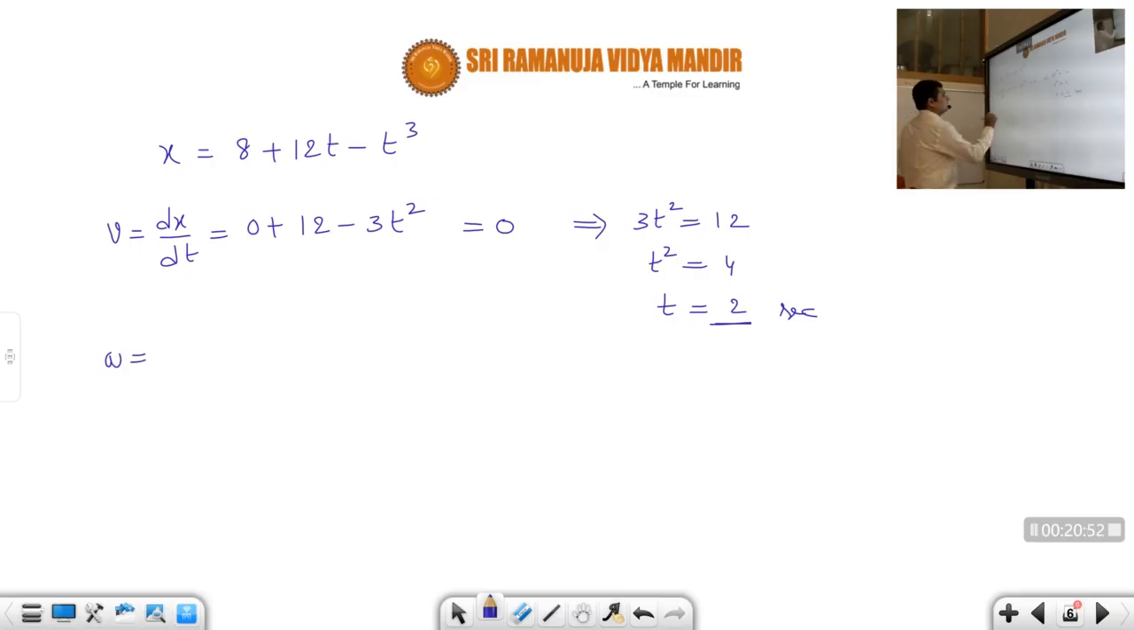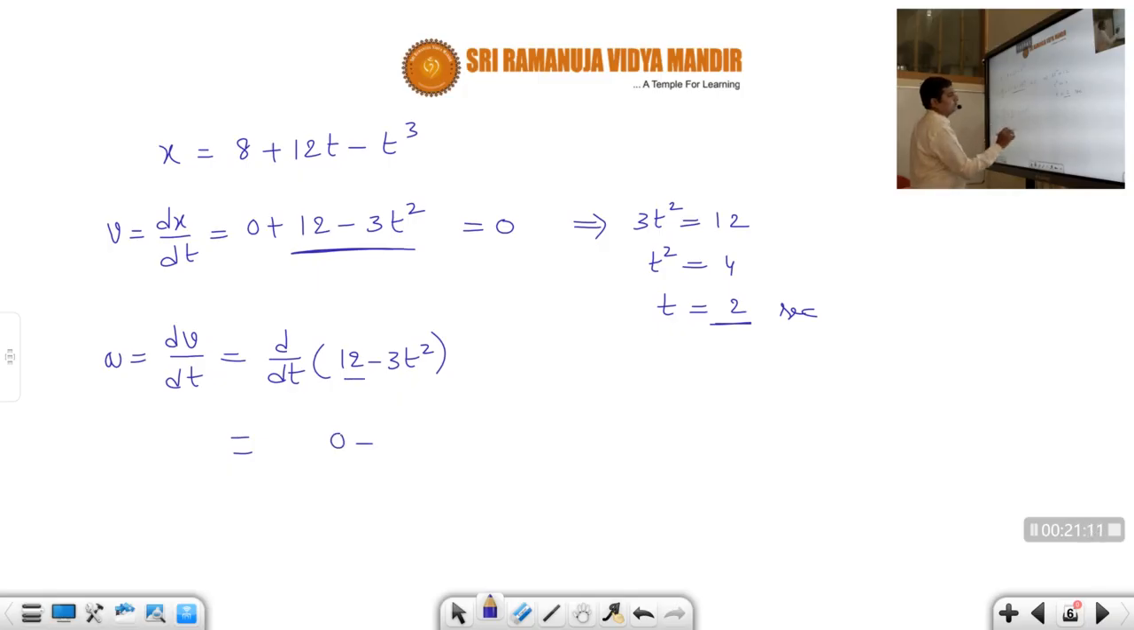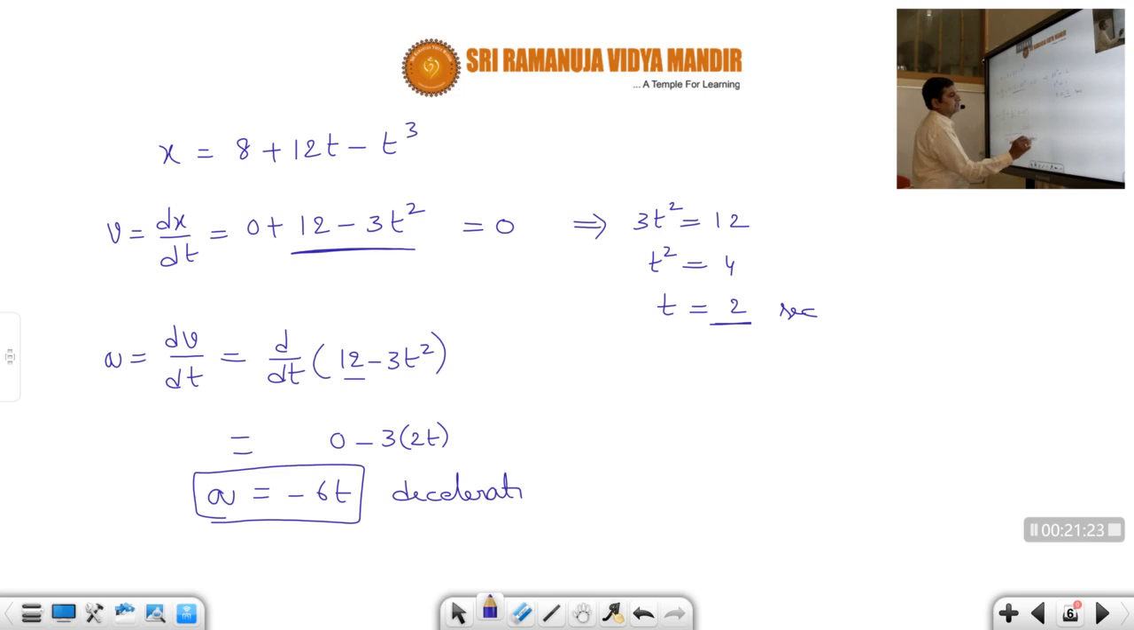So now they are asking retardation. Correct or not, students? So that means acceleration. So now let us first calculate the acceleration function, that is a is equal to dv by dt. That is equal to d by dt of v, and just now we got v as 12 minus 3t square. So d by dt of 12 is 0, minus 3 into 2t, so that means here you will get minus 6t. Since the acceleration is negative, this must be deceleration, or negative acceleration, or retardation.